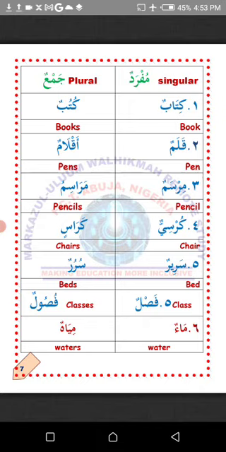Fasl, classroom. Fusul, classes or classrooms. Number six, ma', water. Miyah, waters. When we have sea water, well water, rain water, together we refer to them as miyah, waters. La'allaka fahimt. I hope you understand. MashaAllah.